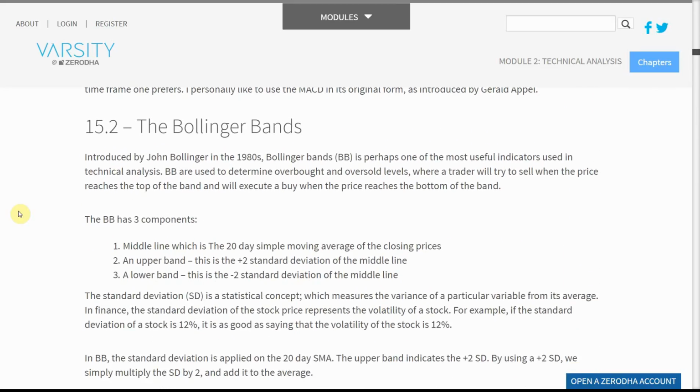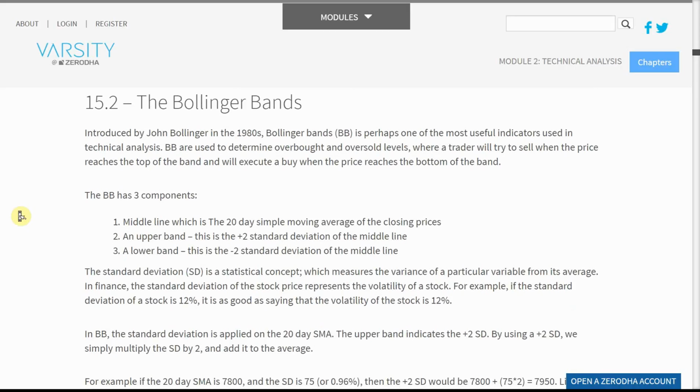15.2 The Bollinger Bands. Introduced by John Bollinger in the 1980s, Bollinger Bands (BB) are perhaps one of the most useful indicators used in technical analysis. BB are used to determine overbought and oversold levels, where a trader will try to sell when the price reaches the top of the band and will execute a buy when the price reaches the bottom of the band.